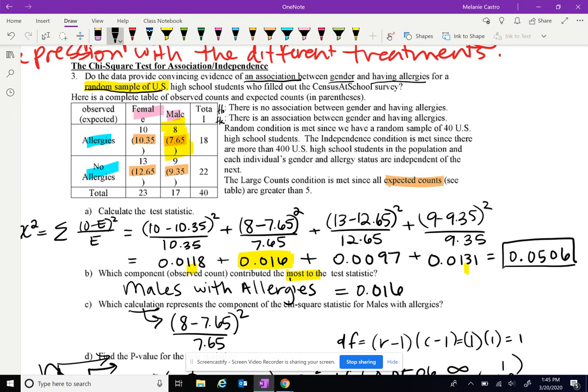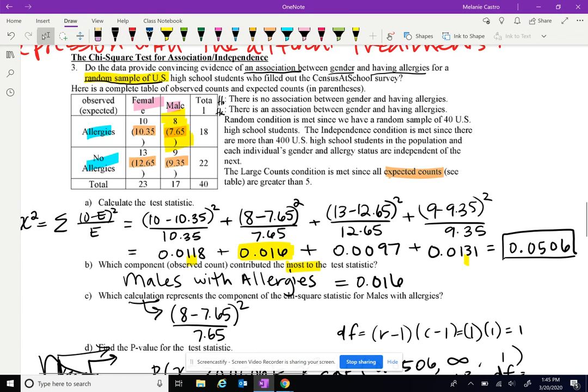Oh, sorry. Other way around. P was not low. We're failing to reject Ho. There is no association. We don't have enough evidence that there is an association between gender and having allergies.